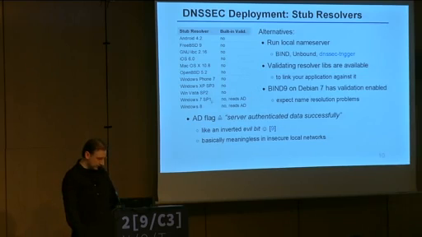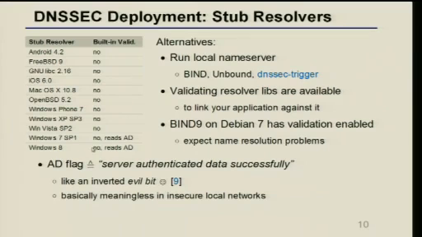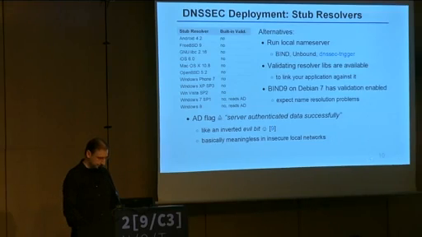Now you may wonder, Windows 7, Windows 8, they read the AD flag. What does it mean? A DNS response, when it is validated by a recursive name server, contains a flag, an AD flag. And this flag says the server authenticated the data successfully. This is like an inverted evil bit. It's totally useless in an unsecure network. So if you're in a local unsecure network, a public Wi-Fi, don't even try to interpret this AD flag. So it has no real use in real life.